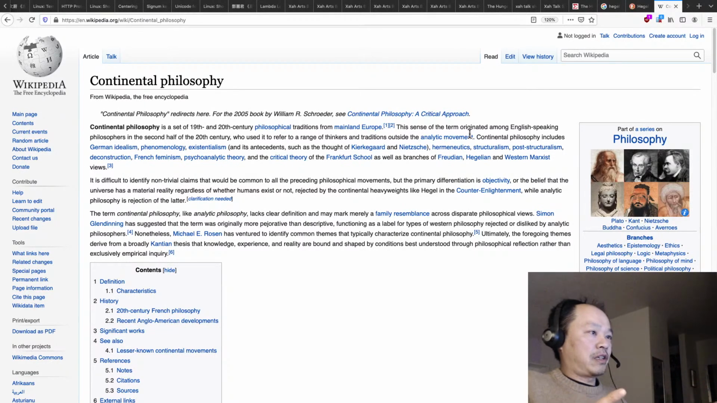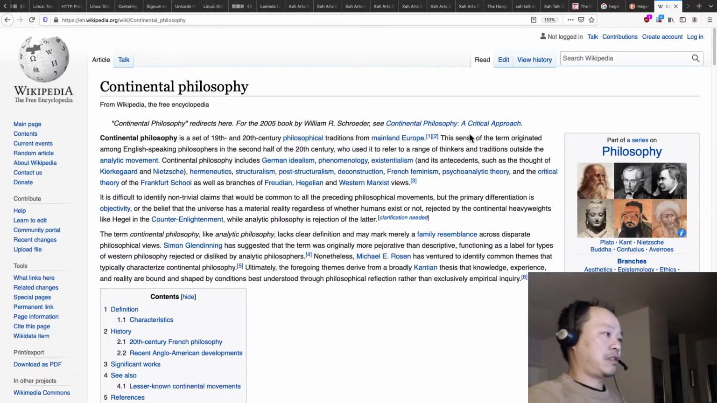This is the forefather, the pioneer of all the social justice crap, all the garbage. Let me read the Wikipedia. Continental philosophy is a set of 19th and 20th century philosophical traditions from mainland Europe, so it means the 1800s and 1900s. This sense of the term originated among English-speaking philosophers in the second half of the 20th century, who used it to refer to a range of thinkers and traditions outside the analytic movements.